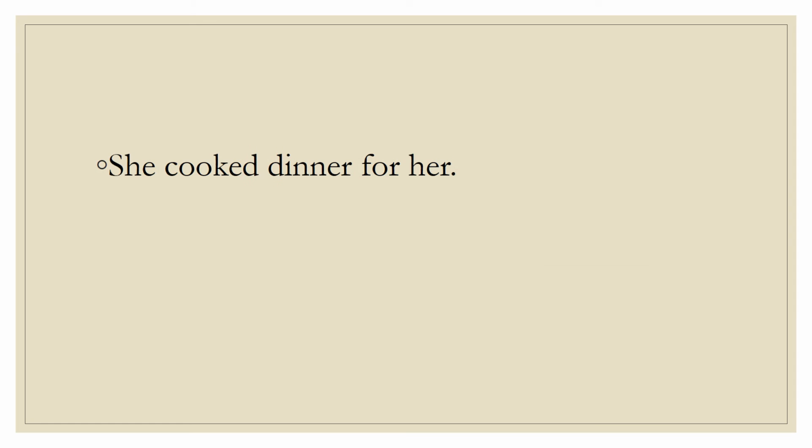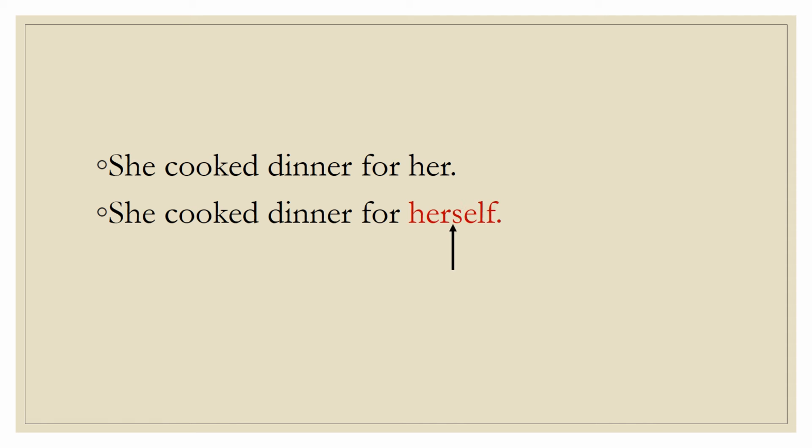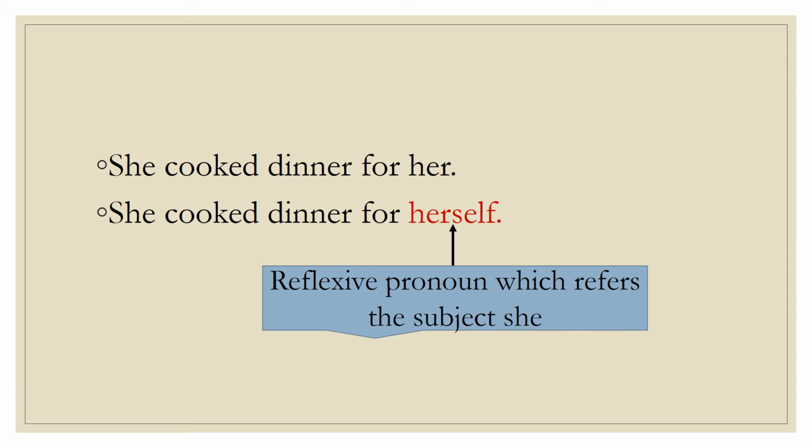She cooked dinner for her. In this, she and her refer to the same person, so I can use the reflexive pronoun herself. She cooked dinner for herself. In this, herself is a reflexive pronoun which refers to the subject she.